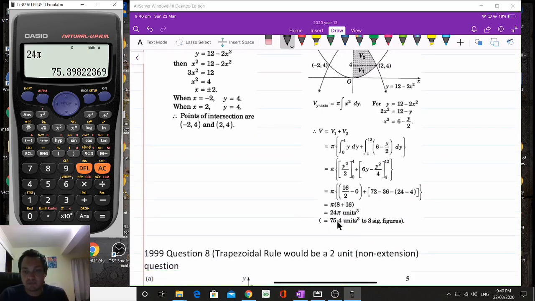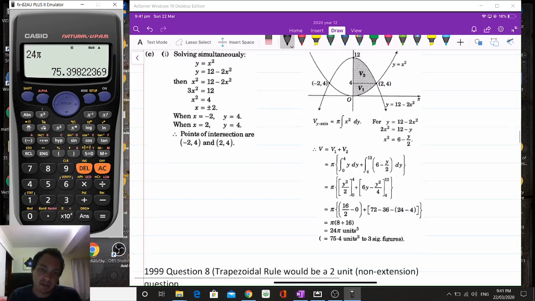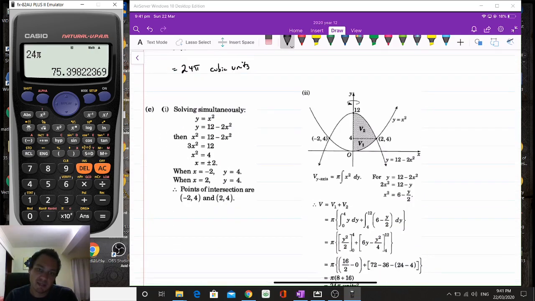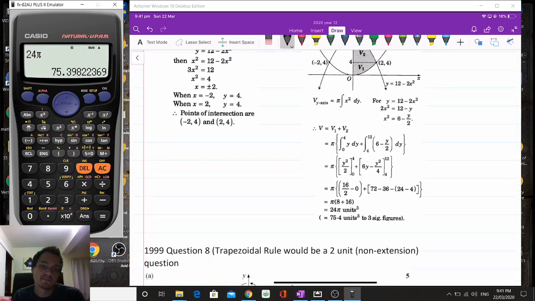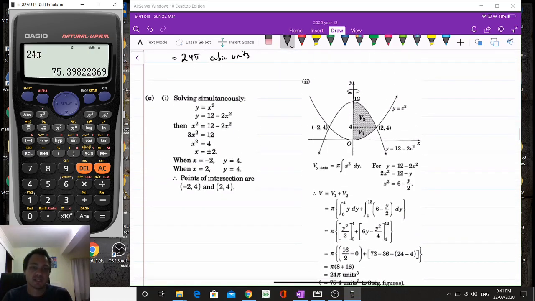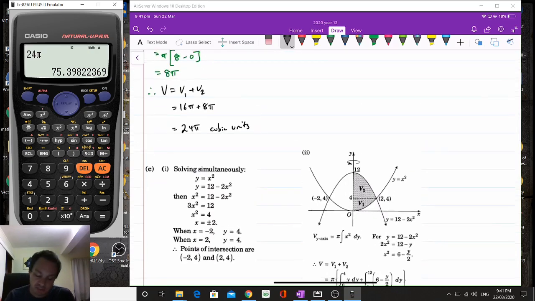That's 75.4. Notice they don't write u cubed as it gets confusing as we start substituting integrals and using u as a substitution. So I write cubic units. They write units cubed. It doesn't really matter. I just find that cubic units doesn't confuse students as much.